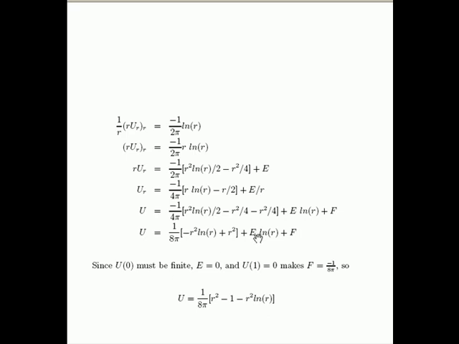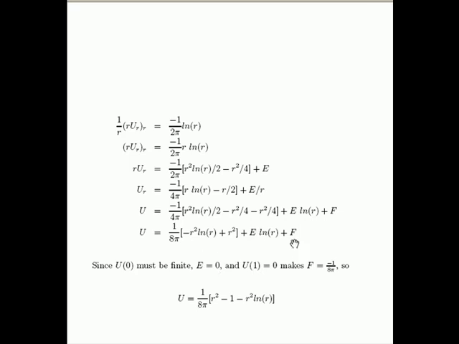First of all, the E has to be 0 because at r equals 0, U has to be finite. Plug in r equals 0 here. That's r squared log of, that's infinity, but r squared log of r goes to 0 at r equals 0. So that's 0, that's 0. Well, this would be infinite if E were anything other than 0, and we can't allow that. So E must be 0.